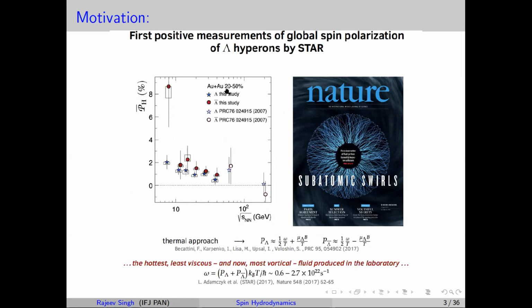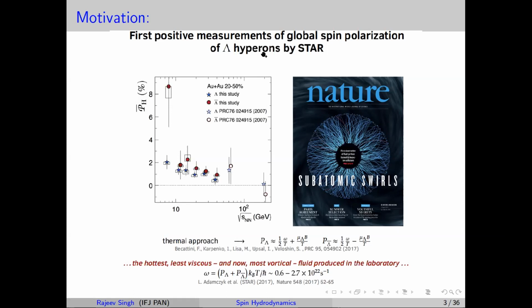So this is the plot which shows the first positive measurements of global spin polarization of lambda hyperons. First of all, what is spin polarization? Spin polarization means the orientation of the spin of the hyperon particle relative to the angular momentum. And the second question is why spin polarization of lambda hyperons?